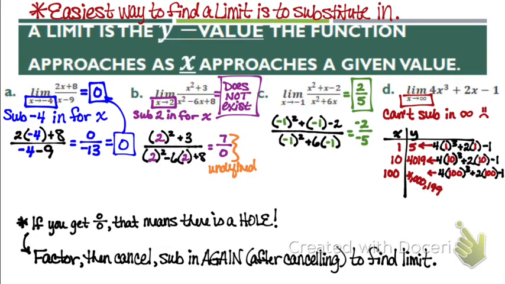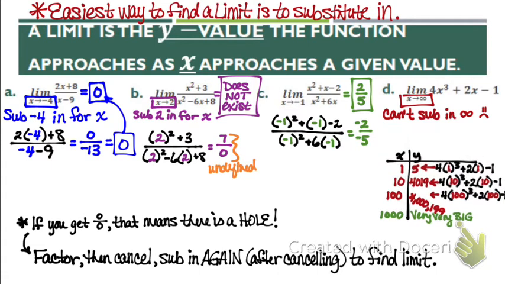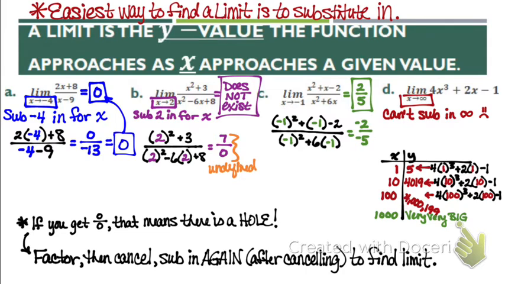What do you think would happen if we used, say, 1,000? It's going to get very, very big. I'm not even going to bother computing it. I can see the pattern of what's happening here. If my x values keep getting bigger and bigger, my y values are also getting bigger and bigger. And so we say that the limit is going to infinity. The limit as x approaches infinity of 4x cubed plus 2x minus 1 is infinity.